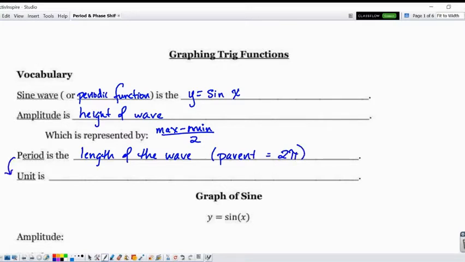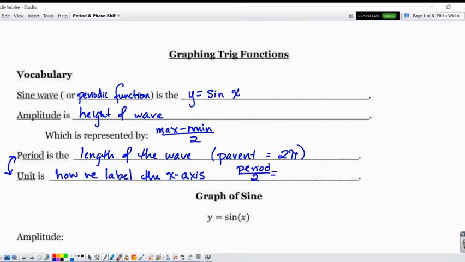And related to that is what we're going to call the unit. That's going to be, when we graph, how are we going to label that x-axis? And that is going to be determined by the period. So the unit is how we label the x-axis. And a good way to do that and make sure you hit all of the important features of a sine or a cosine curve is to take the period and divide it by 2.